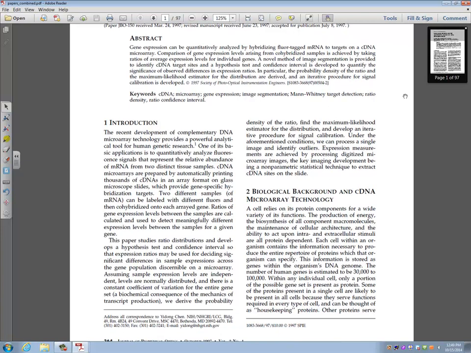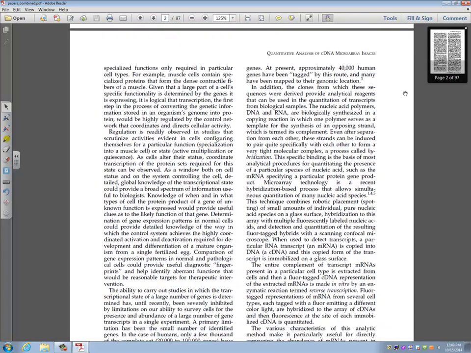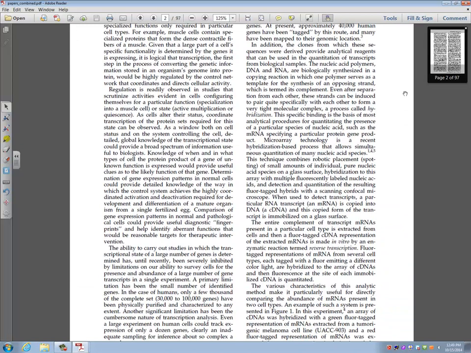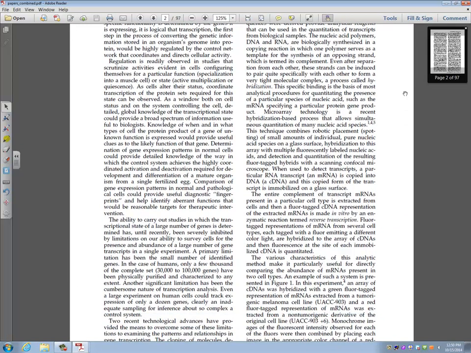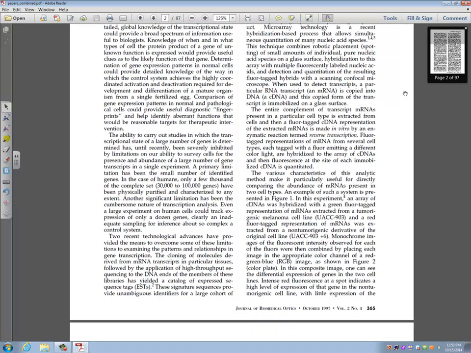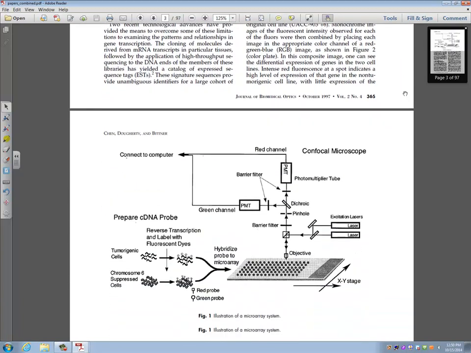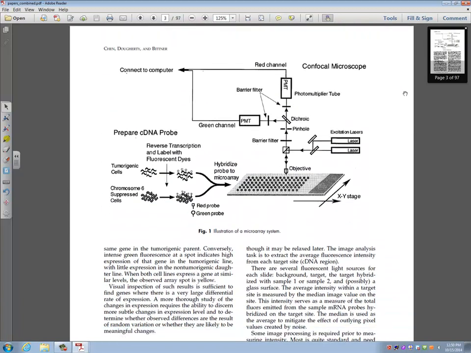So now, and here there is some justification for making that assumption about the constant coefficient of variation. Later on they'll give some biological justification.